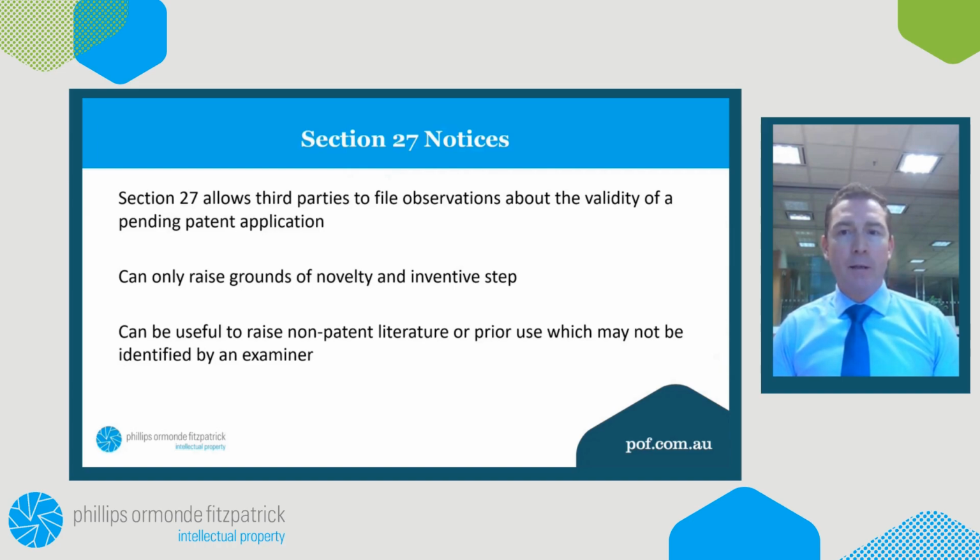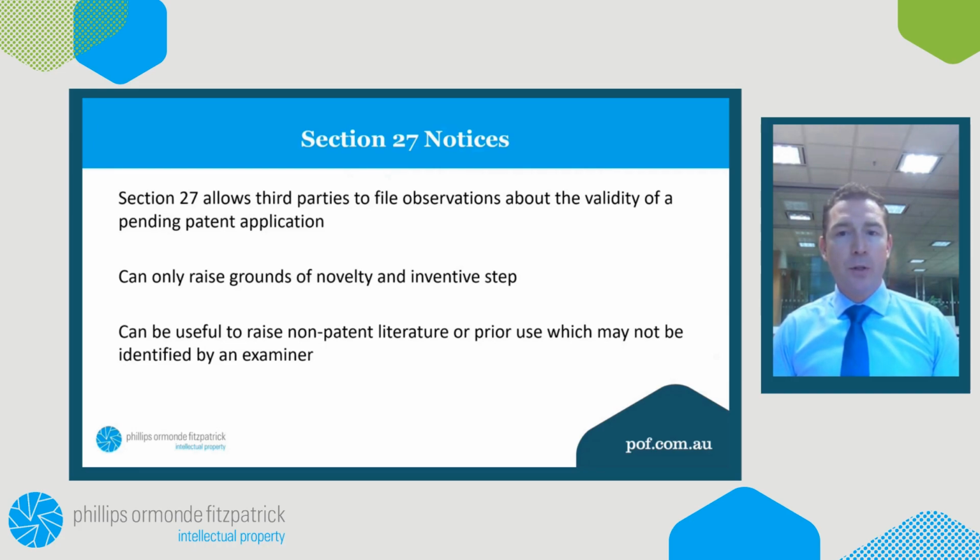Once an Australian patent application becomes open to public inspection, a third party can file a Section 27 notice, and this gives that party an opportunity to make observations asserting that the invention, which is the subject of the application, is not a patentable invention, on two grounds. Firstly, a lack of novelty, or secondly, a lack of inventive step. There are no other grounds that can be raised as part of a Section 27 notice.